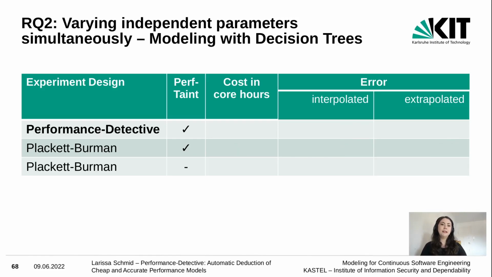So compared to the modeling with the decision trees and the Plackett-Berman sampling design, we can again see that the use of performance detective is much cheaper than the Plackett-Berman design. So the errors we get with learning models using decision trees with the performance detective experiment design are around 20% for the interpolated test set and around 47% for the extrapolated test set, which again is a bit higher than the XRP modeling.